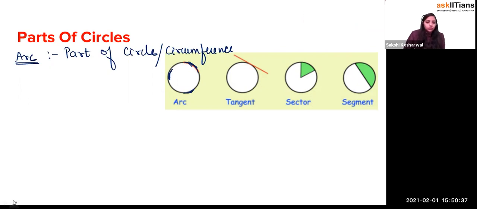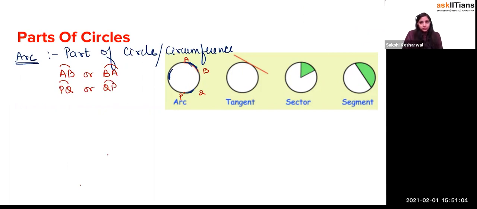So let us see how these arcs are written. These arcs are written like this. If I name this AB, you can write it like this. It is denoted by arc AB or arc BA. You can go in the clockwise direction or in the anti-clockwise direction, either way. If I write this as PQ, this can be written as what, beta? Arc PQ or arc QP. You can write it in both directions. This is the basic symbol for the arc that you should know, right?